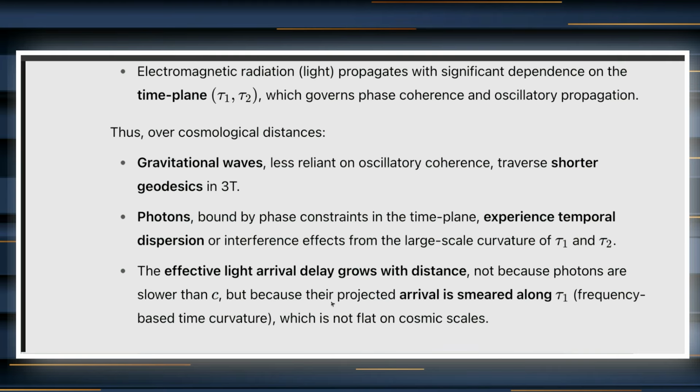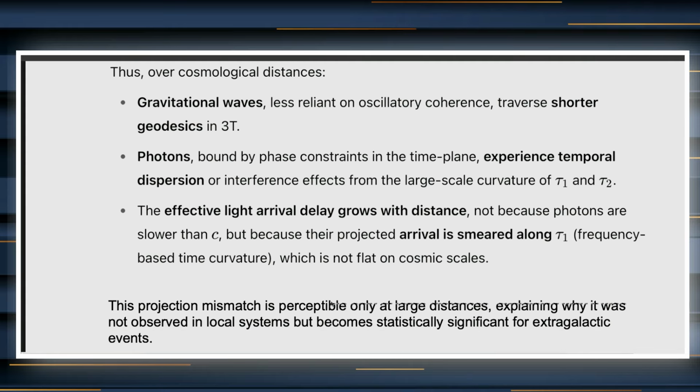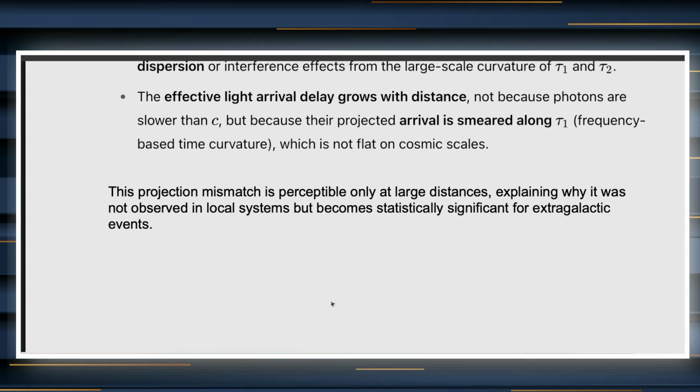Thus, over cosmological distances, gravitational waves, less reliant on oscillatory coherence, travel shorter geodesics in three-dimensional time. Photons, bound by phase constraints in the time plane, experience temporal dispersion or interference effects from the large-scale curvature of T1 and T2. The effective light arrival delay grows with distance, not because photons are slower than c, but because their projected arrival is smeared along T1, which is not flat on cosmic scales. This projection mismatch is perceptible only at large distances, explaining why it was not observed in local systems but becomes statistically significant for extragalactic events.